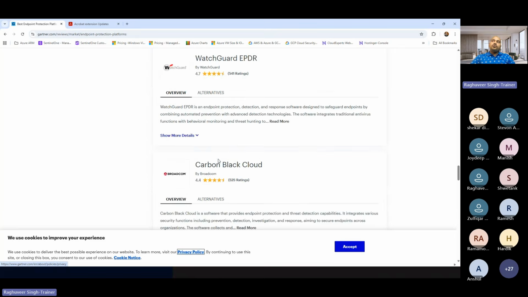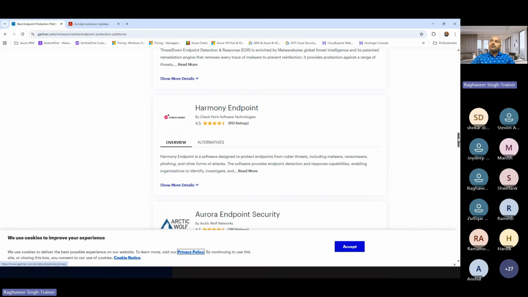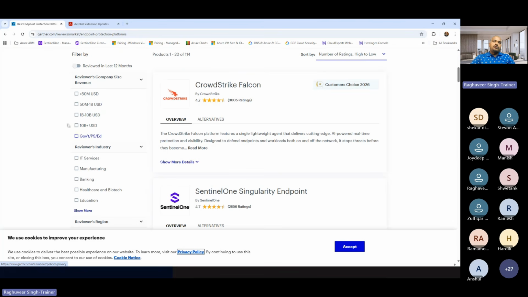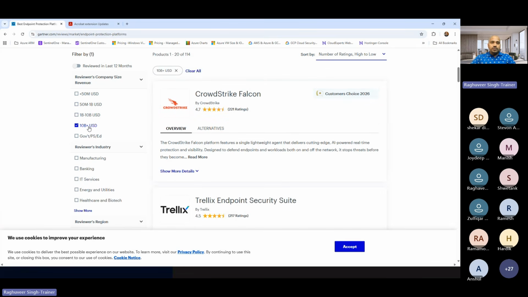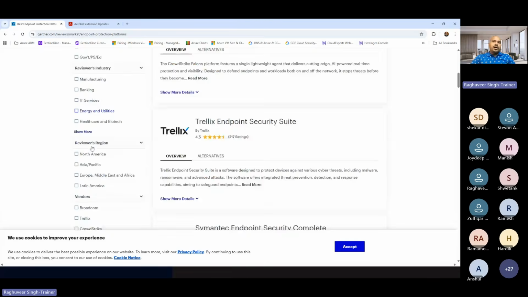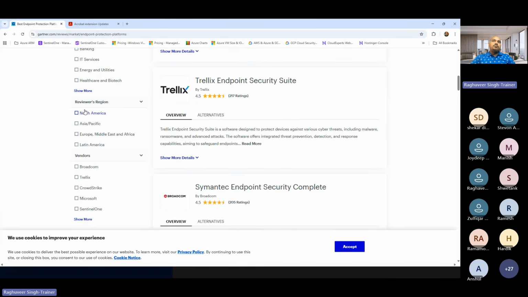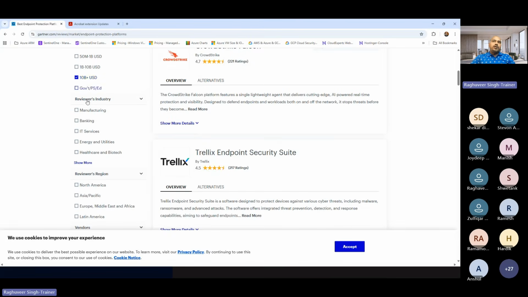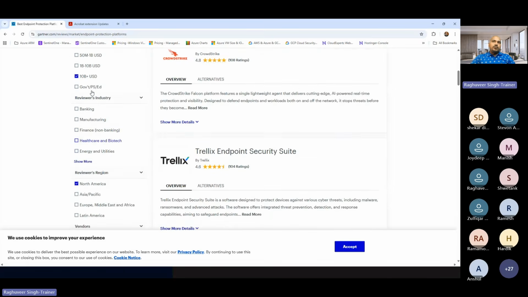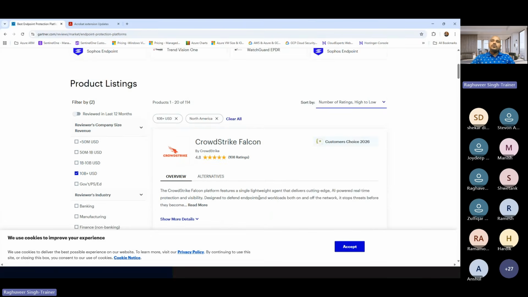You can see these solutions based on the specific market segment, specific company size also. So let's say if I want to look for an EDR solution for a business with $10 billion plus USD annual revenue, I can also select the industry. I can also select the region. Let's say a business with this market value in North America. What should be a great EDR solution for them? So based on these filters, I can also see the solutions.